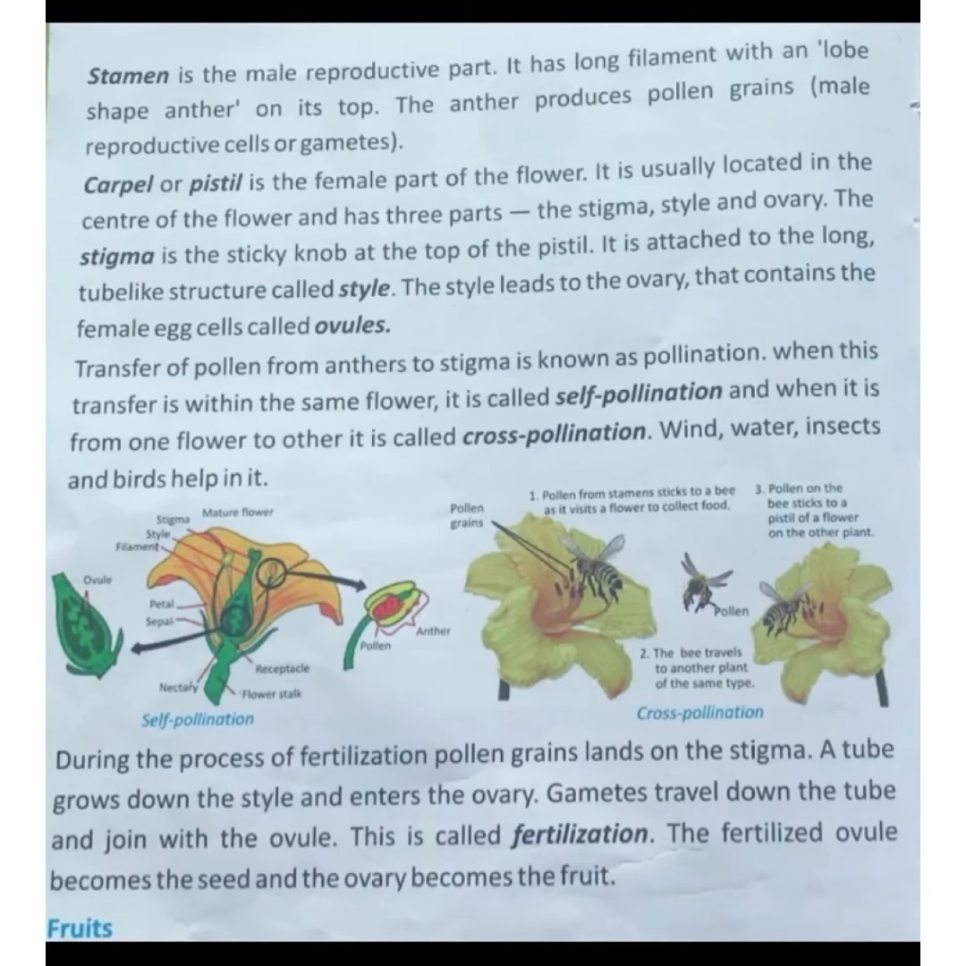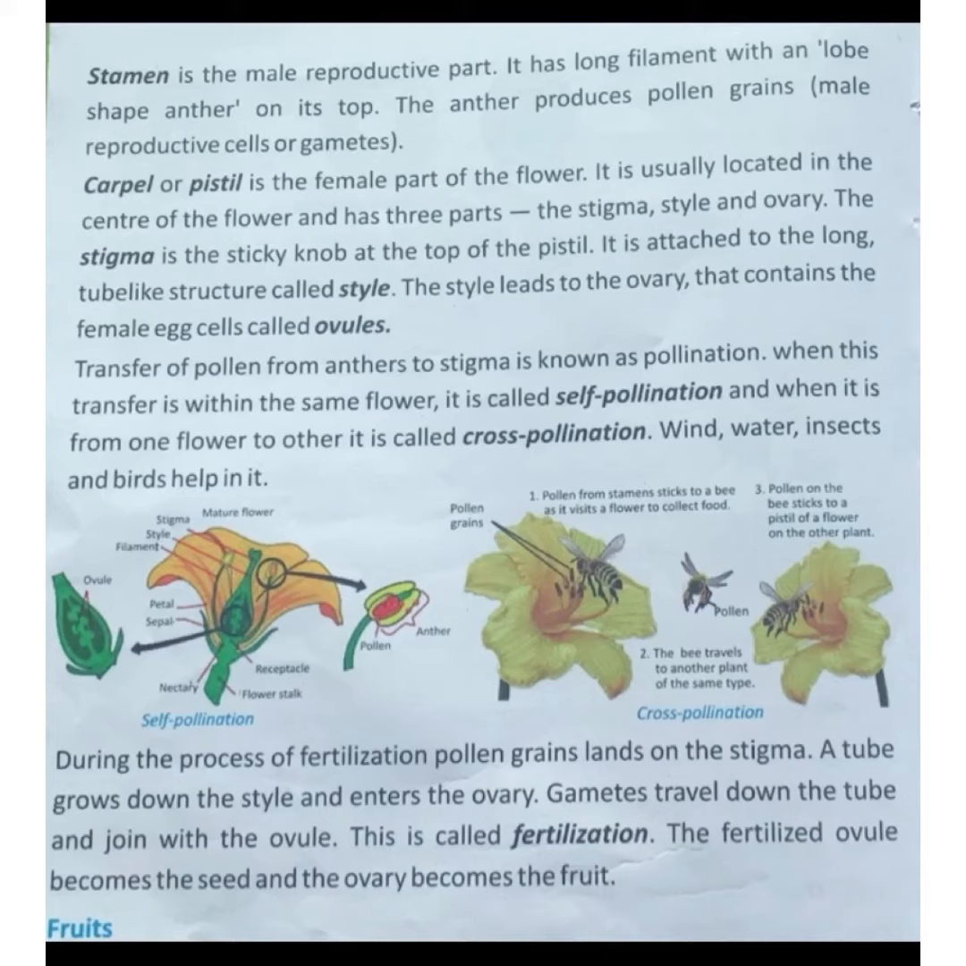Stamen is the male reproductive part. It has a long filament with a lobe-shaped anther on its top. The anther produces pollen grains. Carpel or pistil is the female part of the flower. It is usually located in the center of the flower and has three parts: the stigma, style, and ovary.